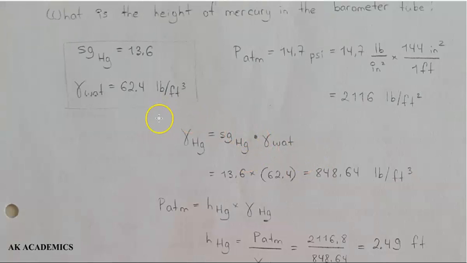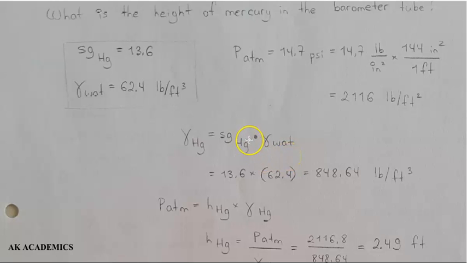Hence, we can go back to our expression. We know this expression already. Specific weight of mercury will be equal to specific gravity of mercury multiplied by the specific weight of water. Because normally specific gravity is equal to the specific weight of the substance we're talking about, which in this case is mercury, divided by specific weight of water. So if you rearrange, we can easily find the specific weight of mercury, which is equal to specific gravity of mercury multiplied by specific weight of water.